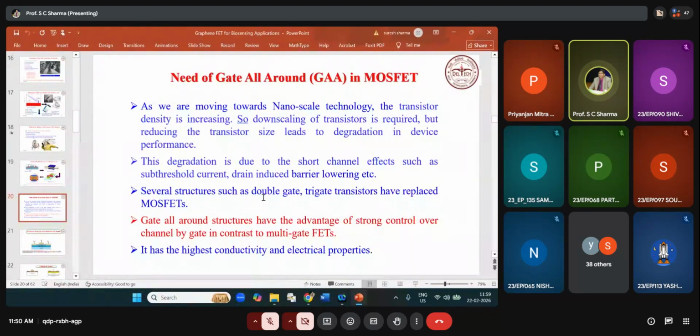Several structures such as double gate and tri-gate, which I have already explained, have replaced MOSFET. The gate-all-around structure has the advantage of strong control over the channel by the gate, in contrast to multi-gate FET. It has the highest conductivity and electrical properties. Okay.